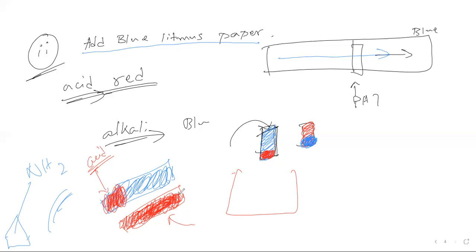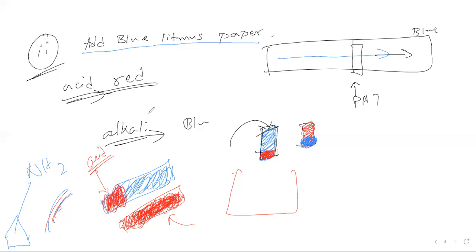Now, if in a solution the other way happened, let's say the blue litmus didn't change, rather the red litmus turned blue, that would show it was an alkaline solution. NH2 would do the same. If NH2 was present, then the red litmus paper would have turned blue. But this red litmus paper remains red.